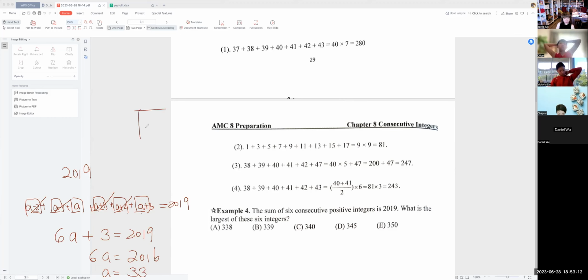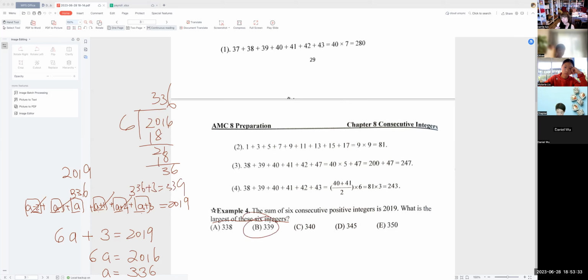2016除以6等于336, correct? So A equals 336. So they want to know what is the largest one. So it's 336 plus 3 equals 339. The answer is B. Congratulations, Chapter.